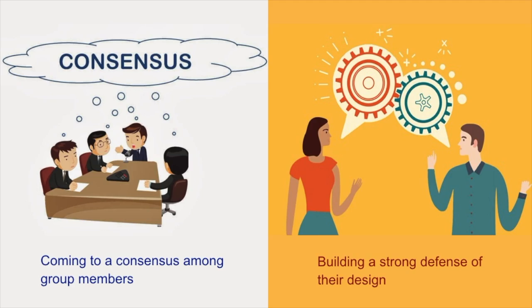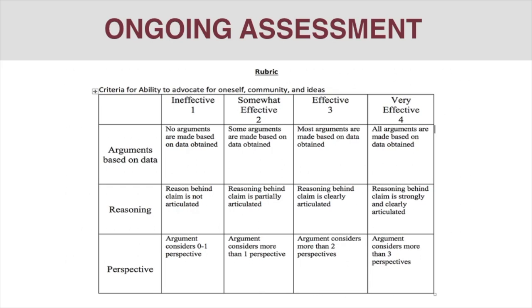evidence. Our ongoing assessment is in the form of a rubric, and it's the criteria for the ability to advocate for oneself, the community, and the community's ideas. So this rubric acts as a clear model to help learners gauge their understanding of advocating for oneself, their community, and their ideas. And advocacy is a really essential skill that must be learned in order to succeed in this particular lesson.